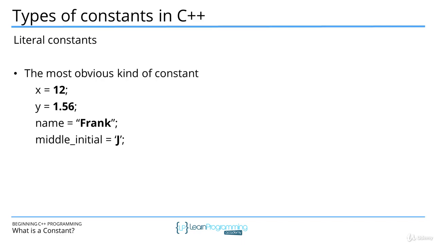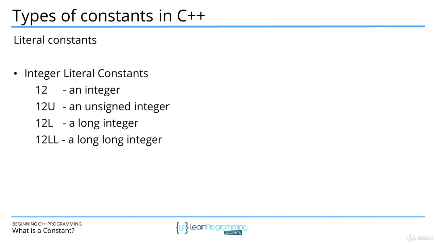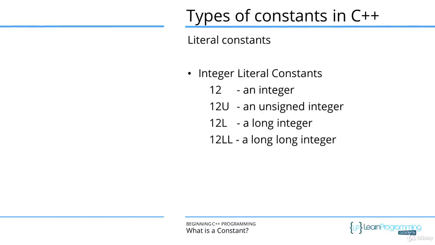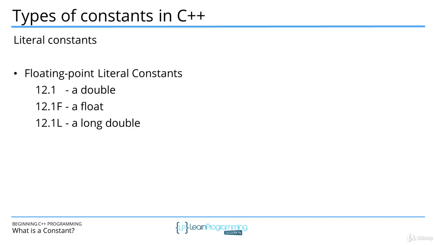Literal constants also have types based on a naming convention. You can be explicit with the types of literal constants. For example, for integer literal constants, you can add certain suffixes to the integer literal to specify a different type. For example, the letters U and L specify unsigned and long respectively. These can be either lowercase or uppercase. This slide shows just a few of the combinations. For floating point numbers, you can use the L and F suffixes as shown in this slide.